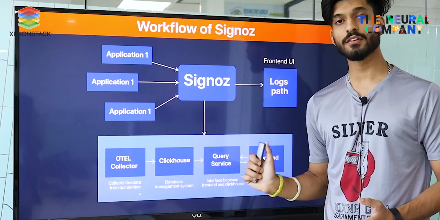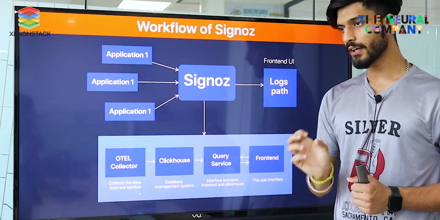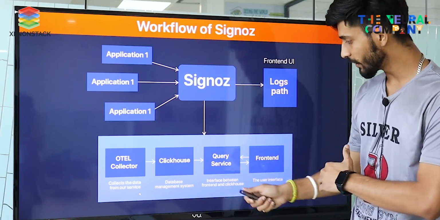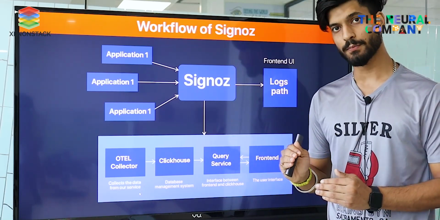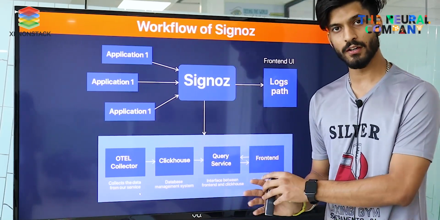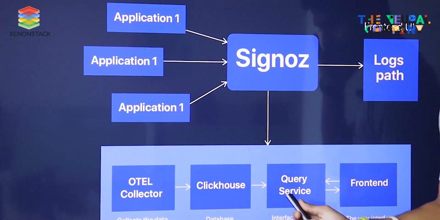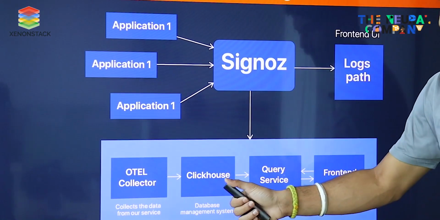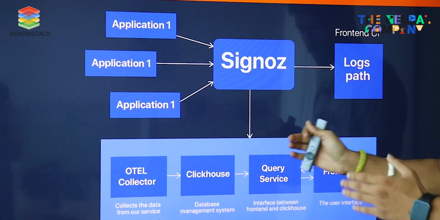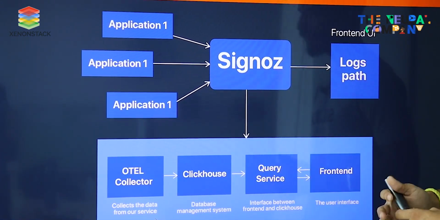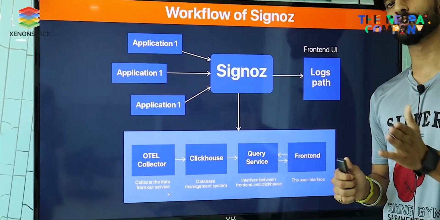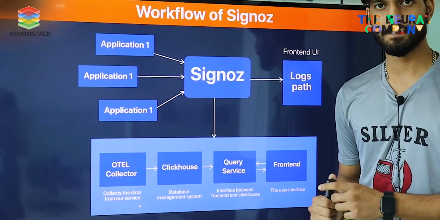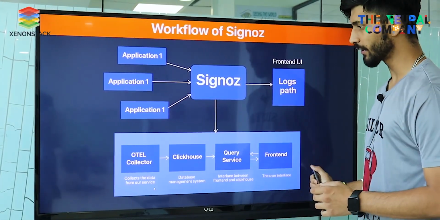Then ClickHouse is the database management system. Here it is going to store that data temporarily. That stored data then goes further to the query service, which acts as an interface between the front end part and the ClickHouse part. So what will the query service do? All the logs and traces which are stored in the database, it will take out from the database and give to the front end. The front end is hosted somewhere, so we can check the front end and find all those things there. So this is how SigNoz is working internally.